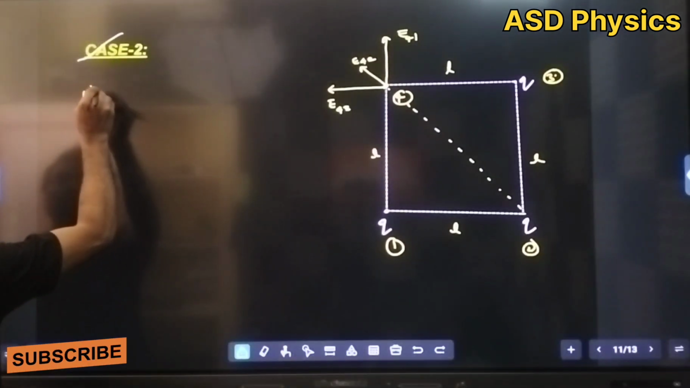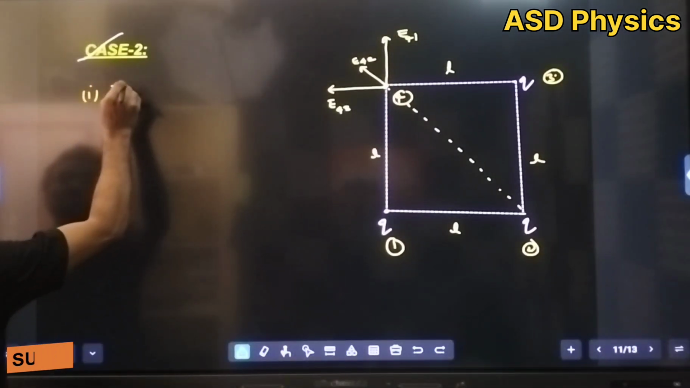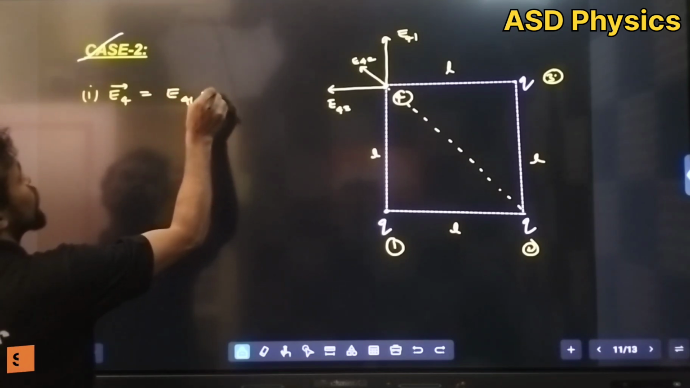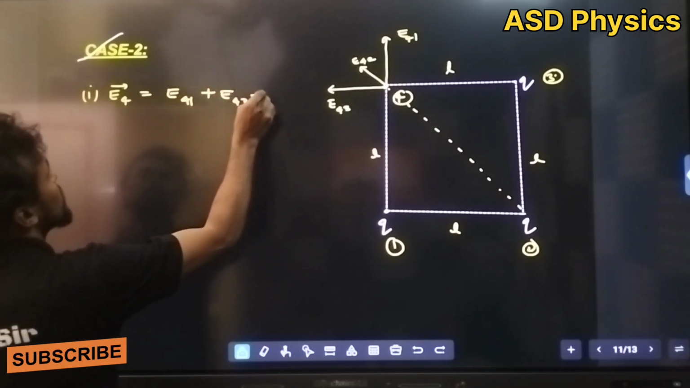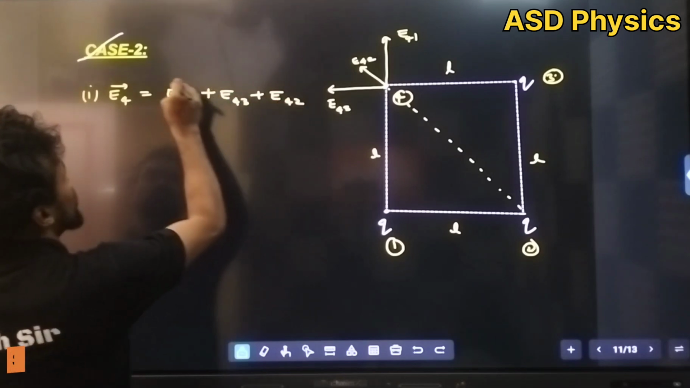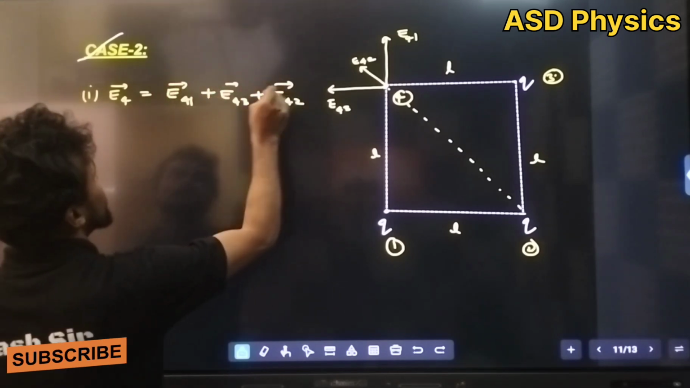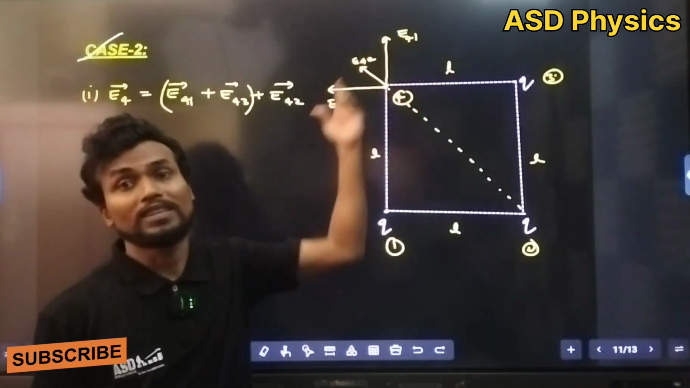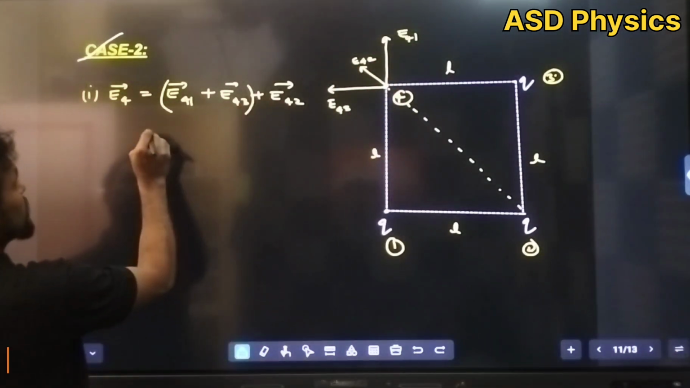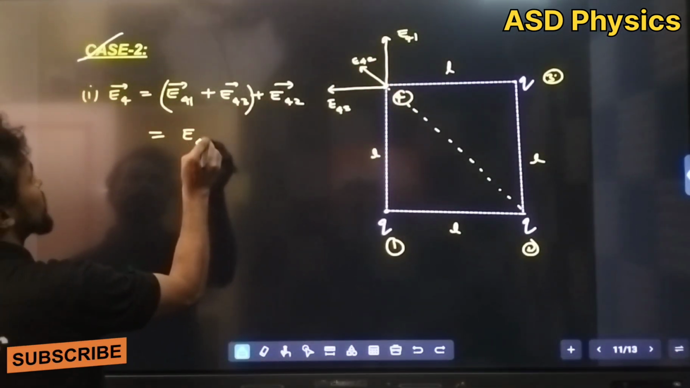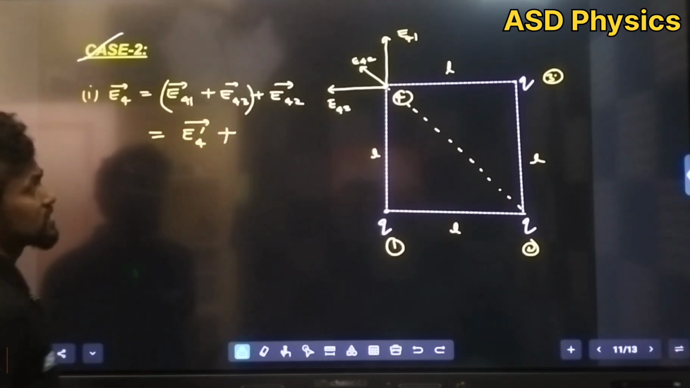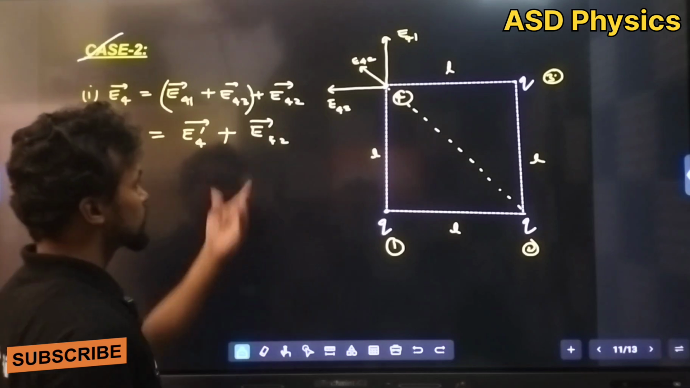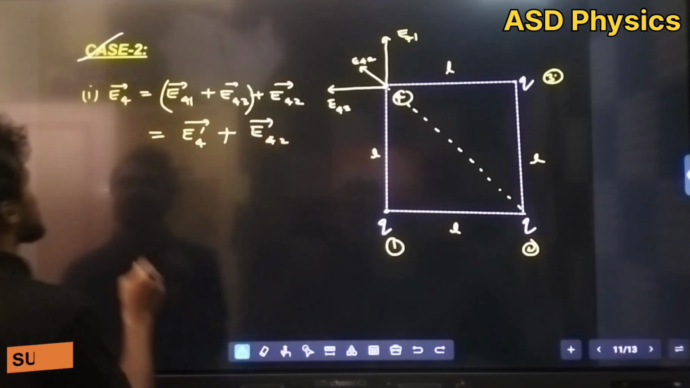We know very well from the principle of superposition, the resultant electric field at vertex 4 is given by E41 plus E43 plus E42, and these are all vectors. So first we are going to find the resultant of 4-1 and 4-3. After that we will add it with this one. So 4-1 and 4-3 give the resultant E4 dash, and this is going to be added with E42. This is the basic idea we are going to use here, students.